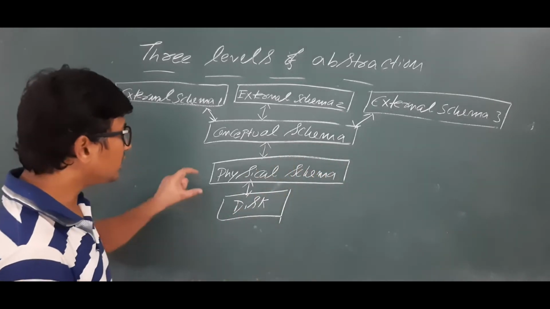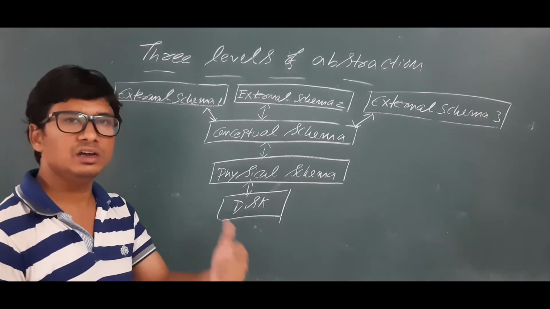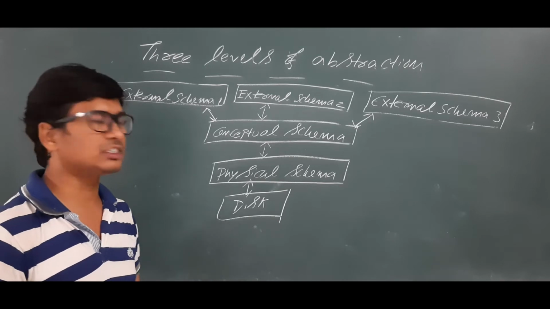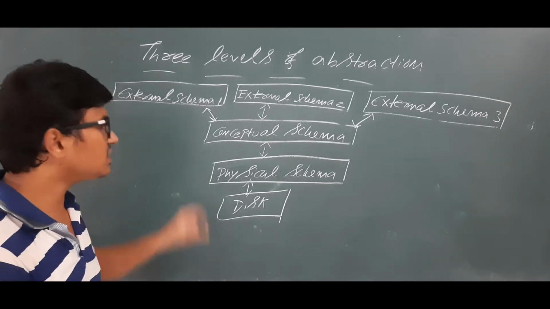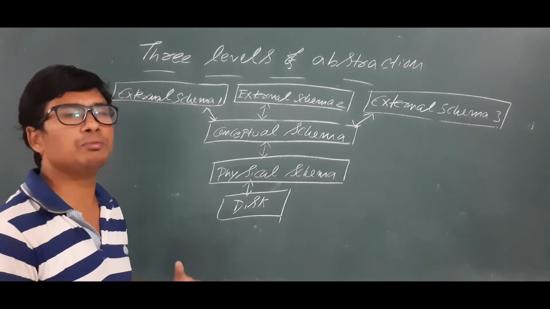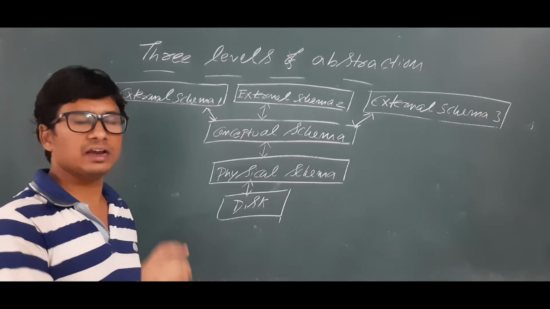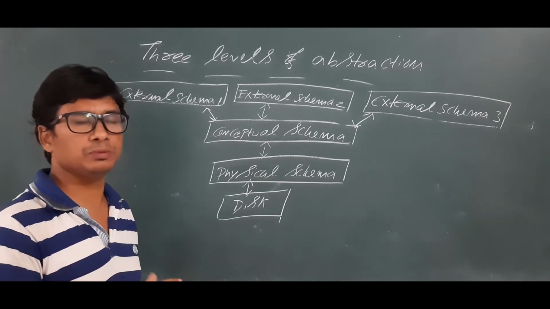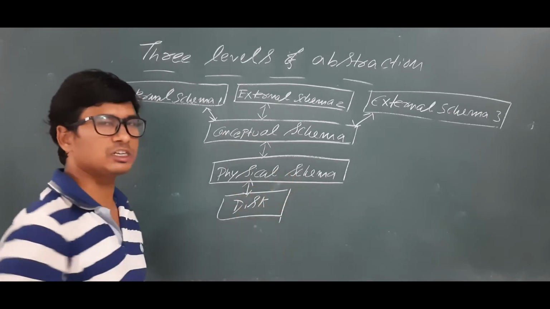Meaning that it will worry about how the actual relations and the tables and their relationships are physically stored. So the physical schema will mainly target how I can retrieve the data, that is, how I can get efficient data access. That is what the physical schema will look at.